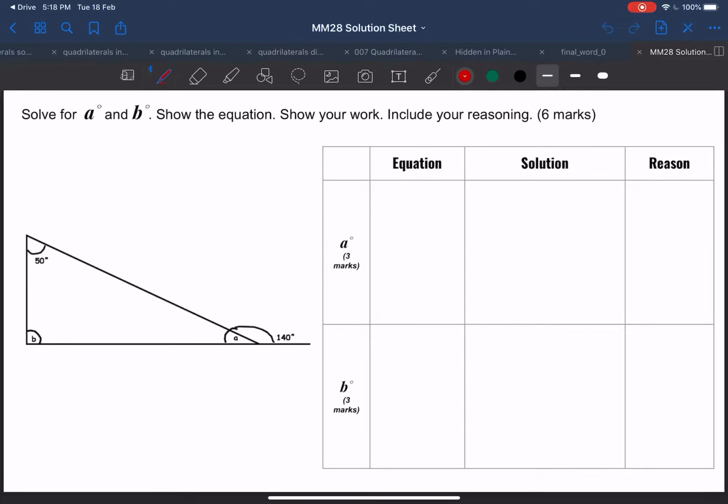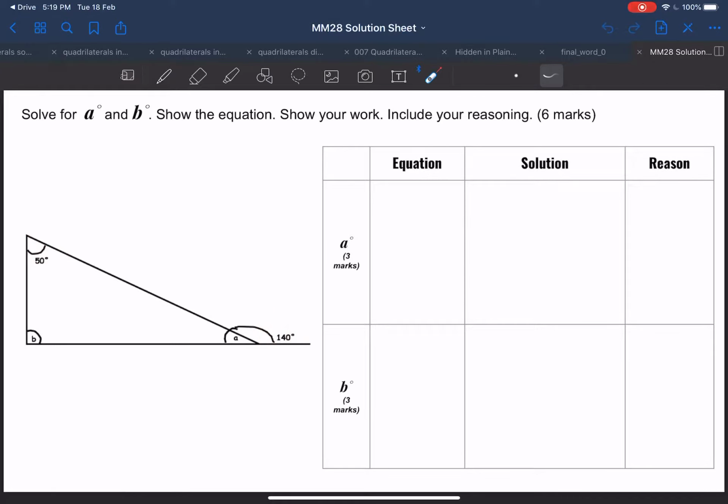Okay, so this is the solution sheet for Mad Minutes 28. Again, I said if you're doing geometry, you need to act like a geometry detective. Look at everything in the drawing. As you can see over here, we have two given angles, 50 and 140.